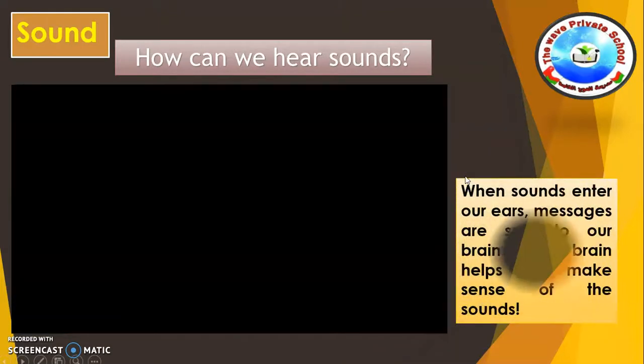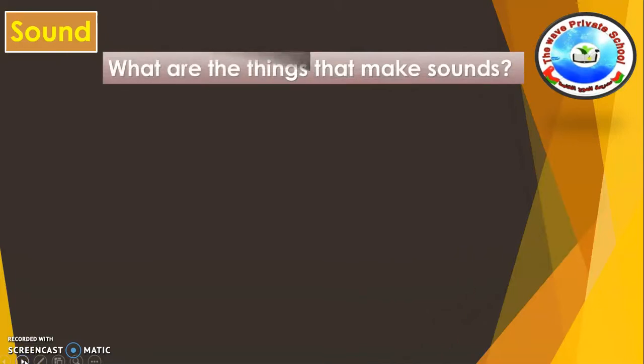Okay, so once again, how do we hear sounds? We hear sounds when sounds enter our ears, and messages are sent to our brain, which helps us to make sense of that sound. So the next question that we need to find the answer to is, what are the things that make sounds?